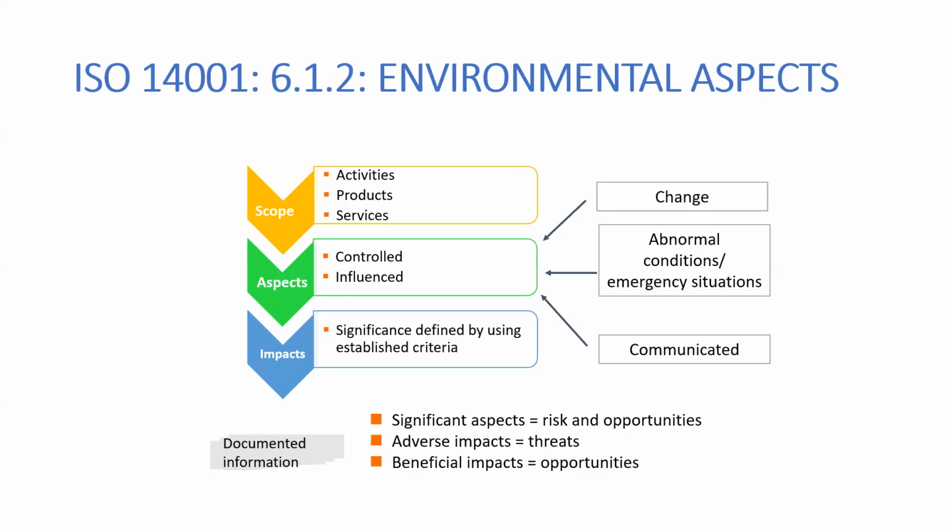Now sometimes the question comes up: how much depth do we have to go into when identifying hazards or aspects, because everything can have an aspect. The simple answer the standard gives us is that we need to go for the significant aspects, those which can have a significant impact on the environment, whether due to your activity, your product process, or any of your service providers.